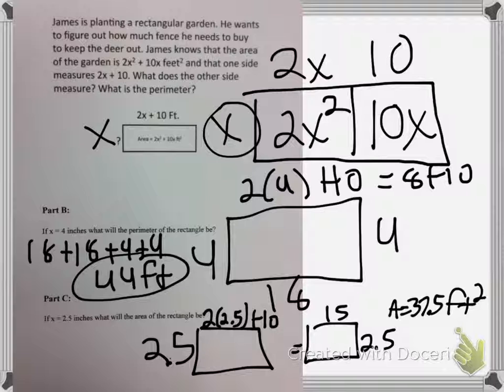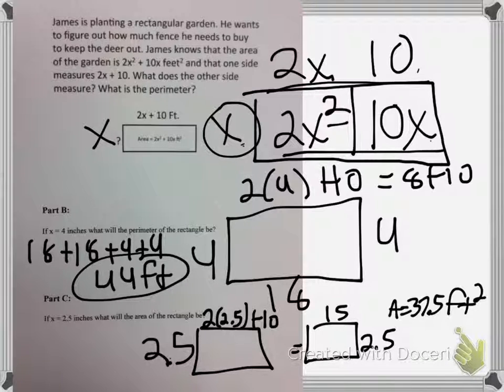Right here, James is planting a rectangular garden. He wants to figure out how much fence he needs to keep the deer out. James knows that the area of the garden is 2x squared plus 10x feet squared, and that one side measures 2x plus 10. What does the other side measure? So we set this up using the area model. I put my answer inside the box. For this up top, I know that x times 2x will give me 2x squared, and 10 times x will give me 10x, so that side's x.